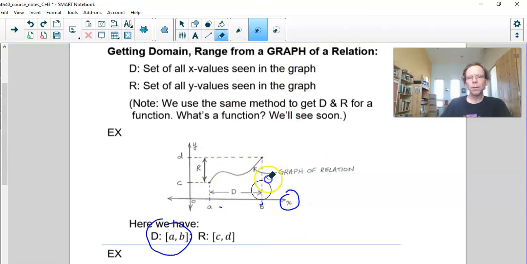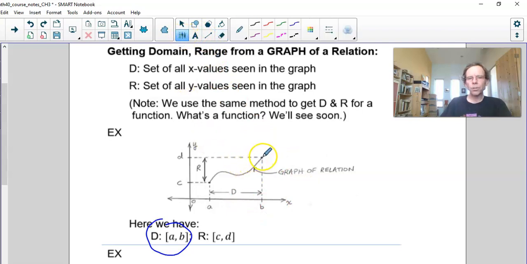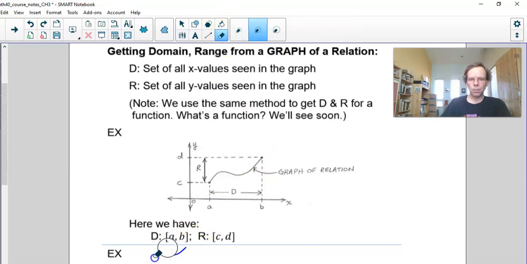For example, let's say the right end wasn't a solid dot, but was an open circle. Then the right edge of the domain would not be included. The B would have a round parenthesis. Okay, anyway, we have a solid dot, so we include the B.